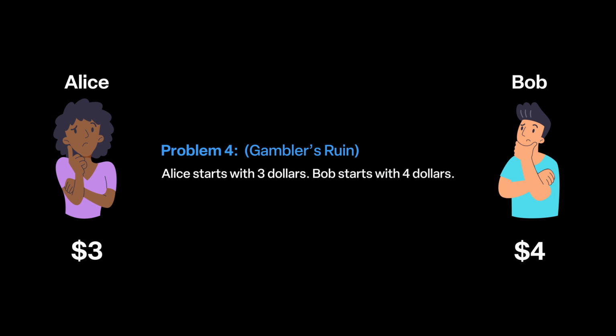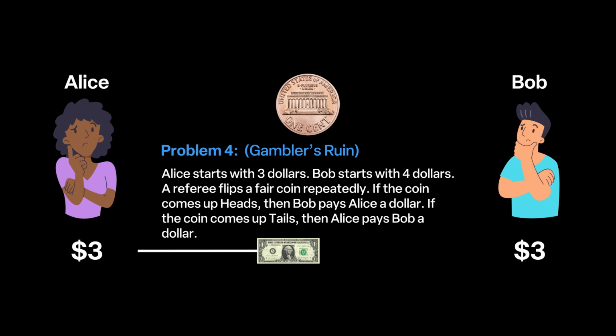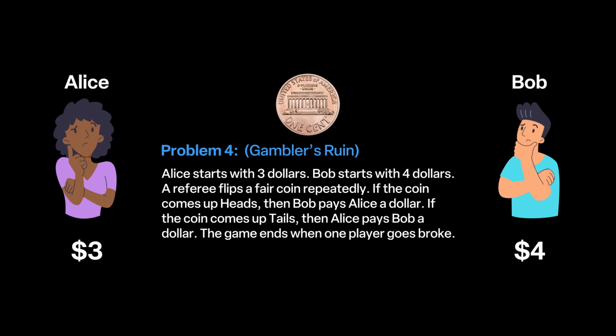Alice and Bob are playing another game, this time for money. Alice has $3 while Bob has $4. A coin is flipped repeatedly. If the coin comes up heads, then Bob pays Alice $1. If the coin comes up tails, then Alice pays Bob $1. They keep playing until one of them has no money. What's the probability that Alice wins the game?